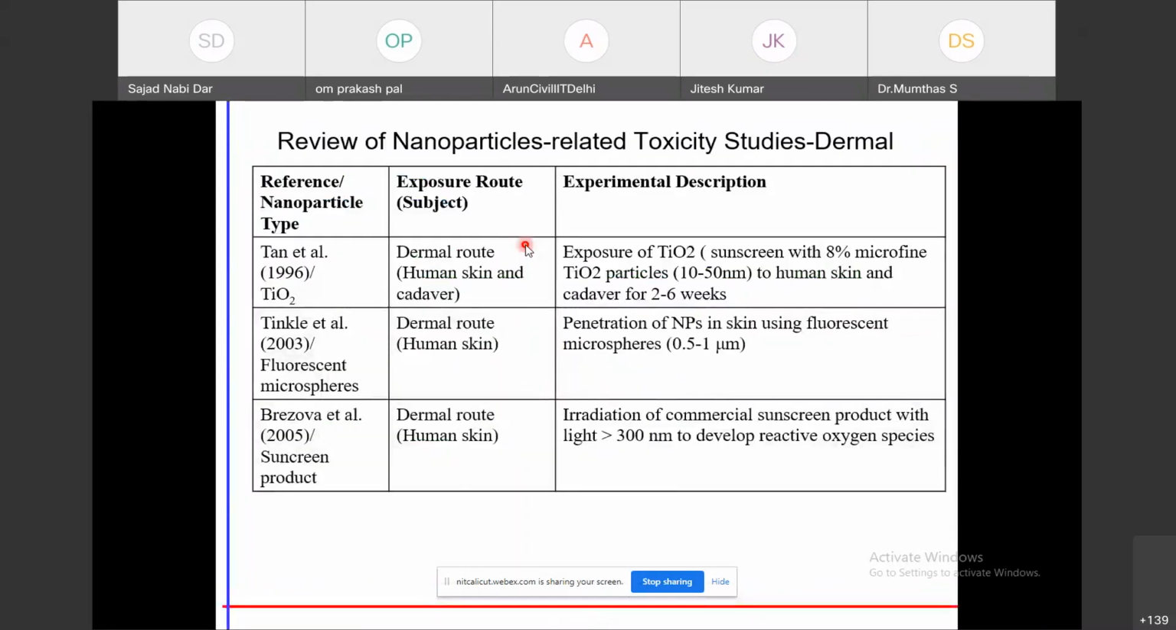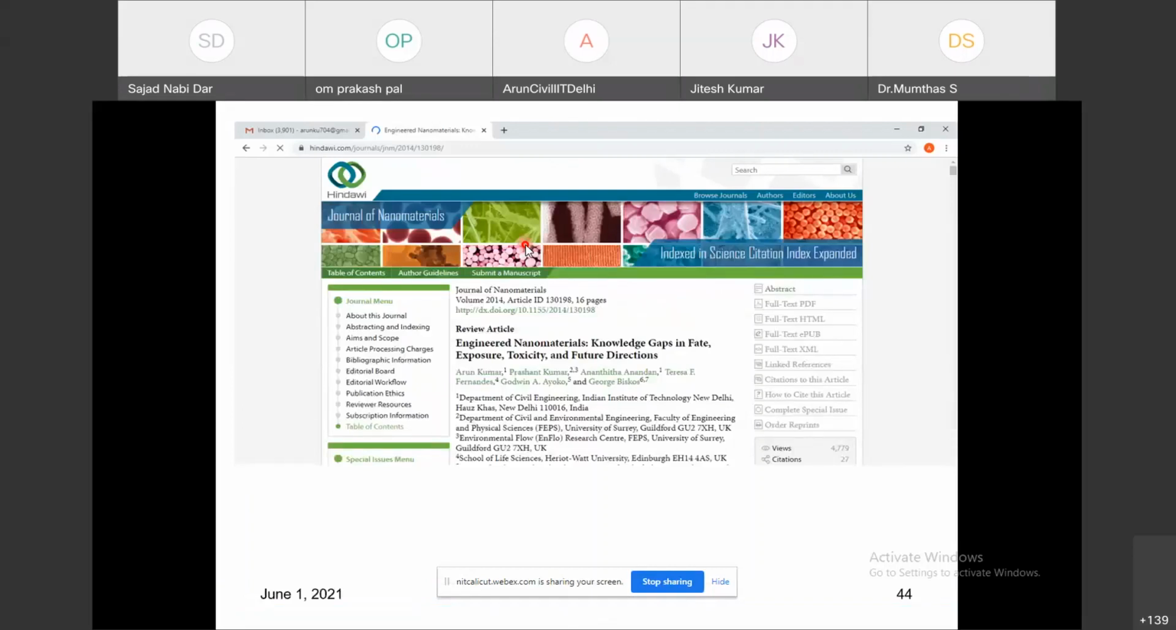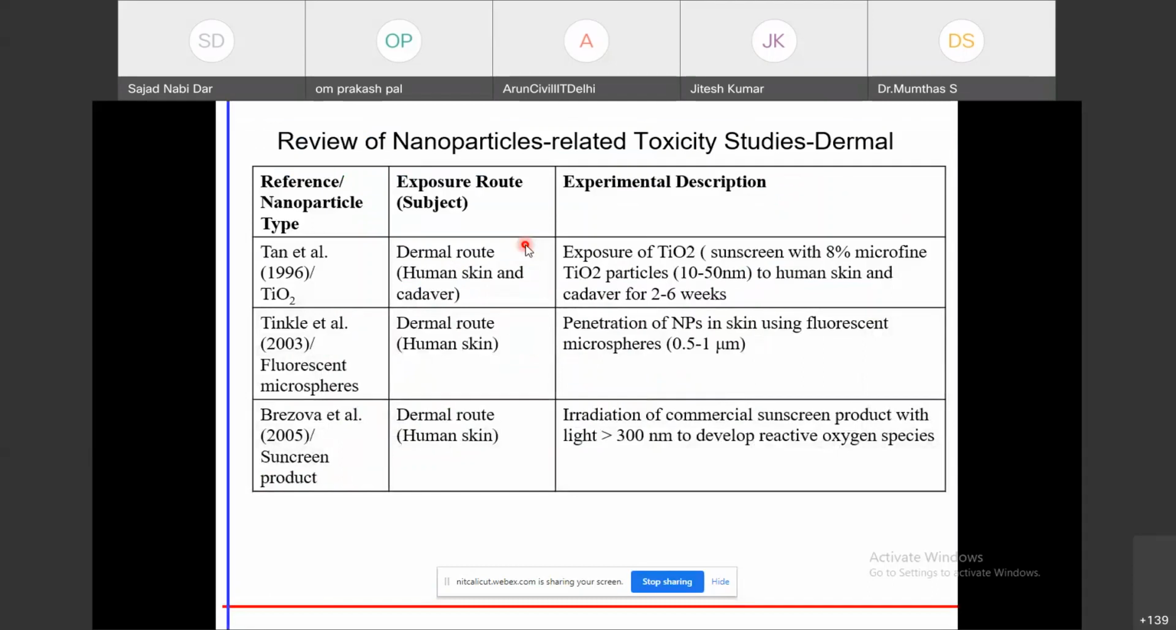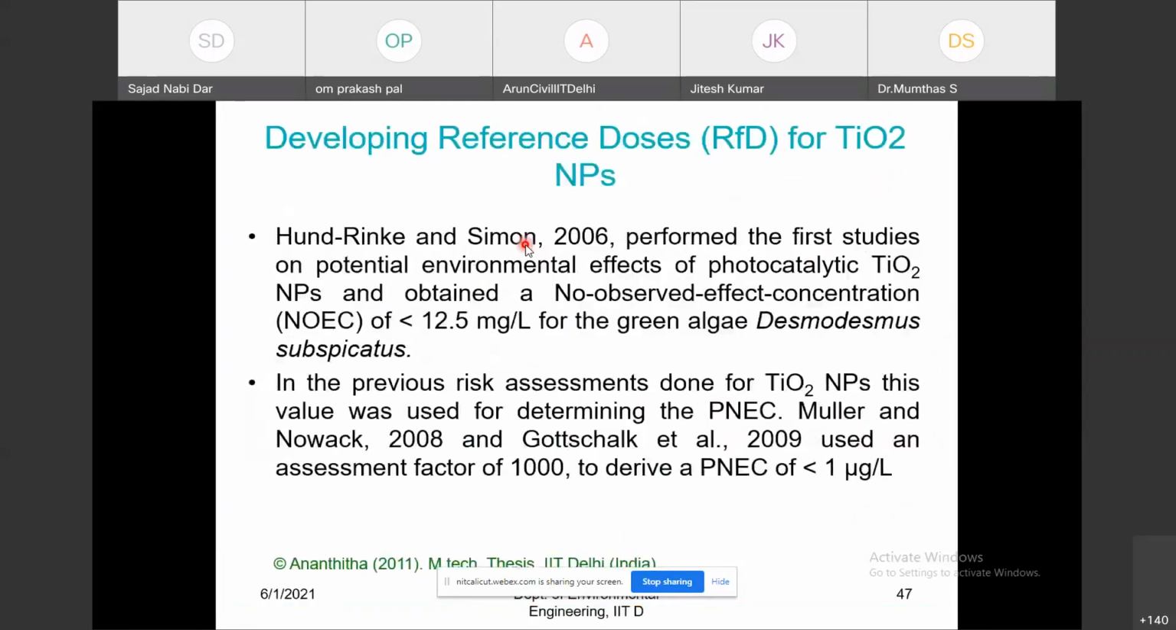Now if you come to the nanoparticle topic, as I was mentioning in the beginning, for nanoparticles these reference values are not easily available. So people have to go through the literature and compile the data, and then try to find out what could be the reference dose. People are still compiling the reference doses so that they can use them in typical risk assessment. So we will skip this part, and later on we will very quickly see how we can use the animal toxicity data to calculate the reference dose for human health.